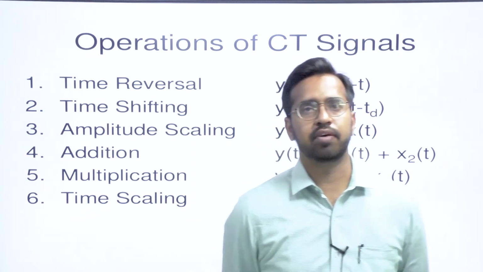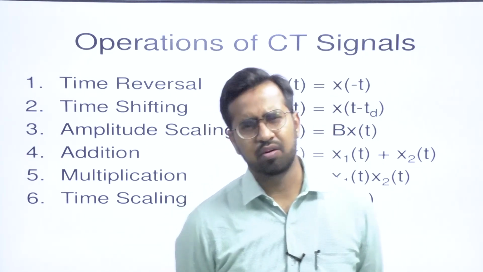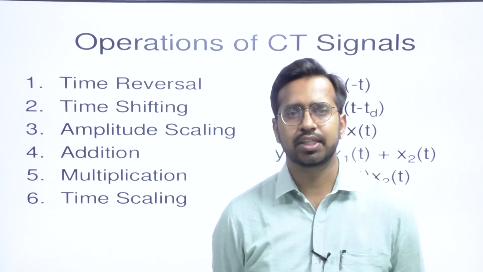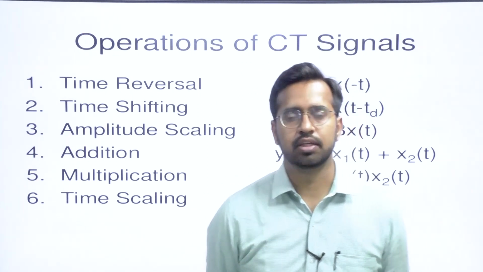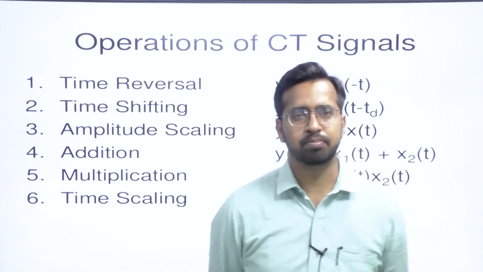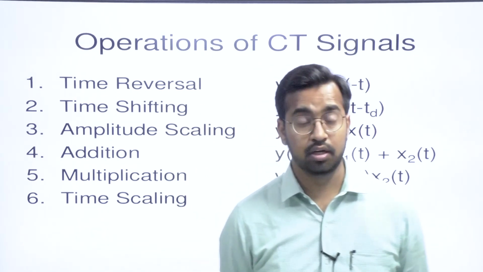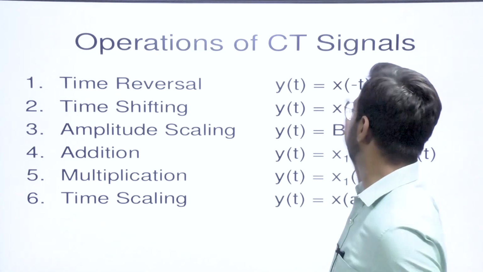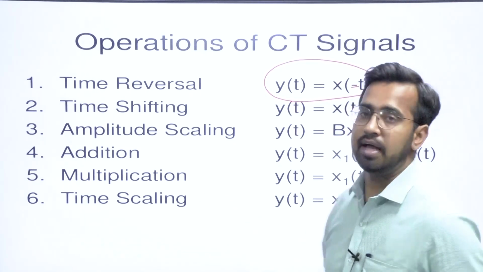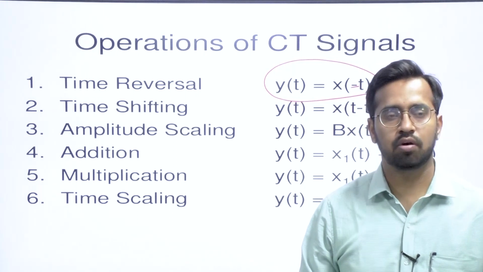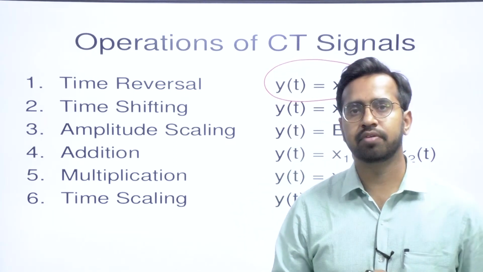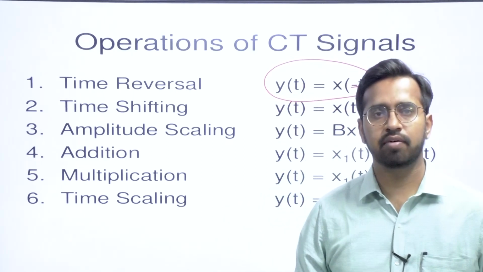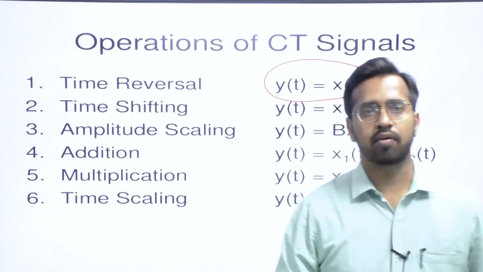Basically, these are the different operations which we can perform on a continuous time signal. We can perform these operations on a discrete time signal also, but we will see how to perform them on the continuous time signal. So, these are the 5 to 6 basic operations. First is time reversal, second is time shifting. What is time reversal? If you just make time negative, that is called time reversal. What is time shifting? If you add some time or subtract some time from the given function, that is called time shifting.